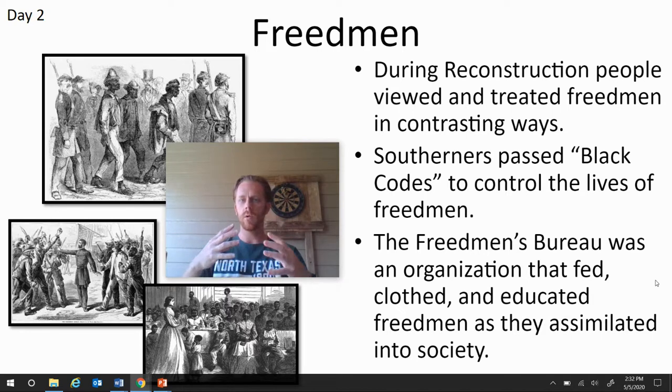Okay, so the black codes were intended to oppress the black people, and they wanted to make sure that the white people stayed in control. That was the whole purpose of the black codes. So these black codes were allowed.